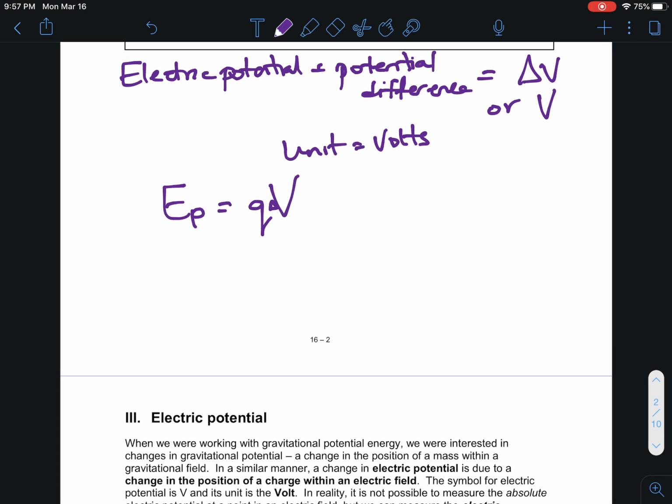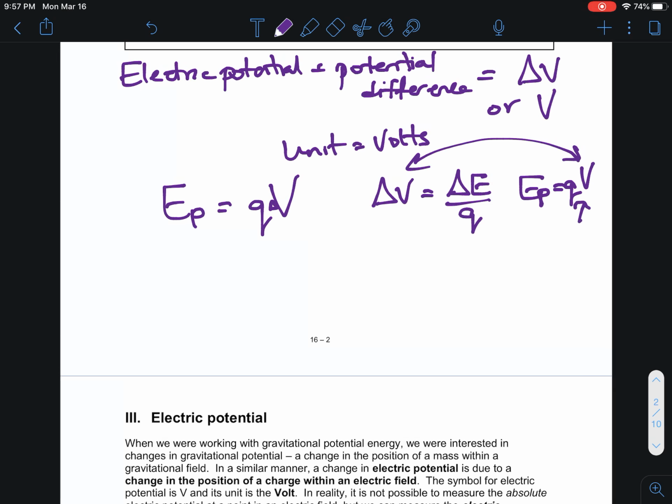On your formula sheet, you find it in the top right-hand corner of the electrostatics or electromagnetism part, and it's shown like this: delta V is equal to delta E over Q. And you will most often use that formula in the form EP is equal to QV. Again, the V and delta V are the same thing. Typically we call this potential or potential difference. They are referring to the same thing, and that is the amount of voltage something has.